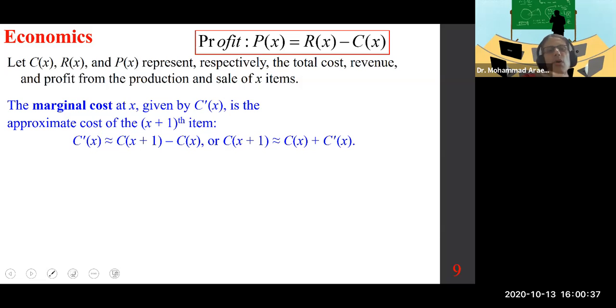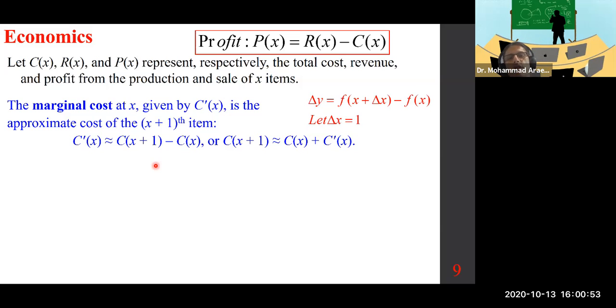Now, if you can calculate C prime of x easily, you can calculate C of x plus 1 minus C of x easily. They happen to be almost the same, because delta y, if you recall, is f of x plus delta x minus f of x, and here delta x is roughly 1. For the derivative, remember delta x approaches 0. I hope everybody remembers that when we did the differentiation, delta x or h. But when delta x is 1, that's small enough, and that's why it's the definition of marginal cost.